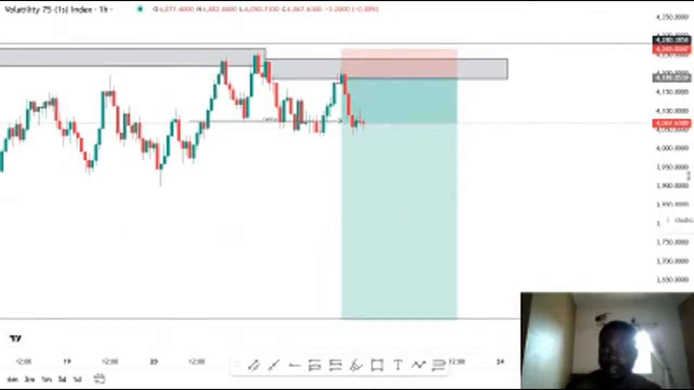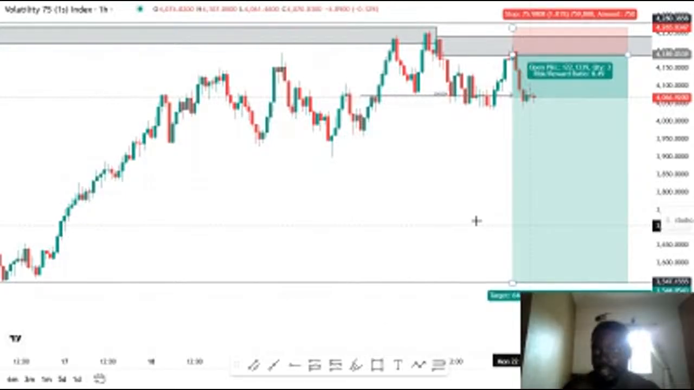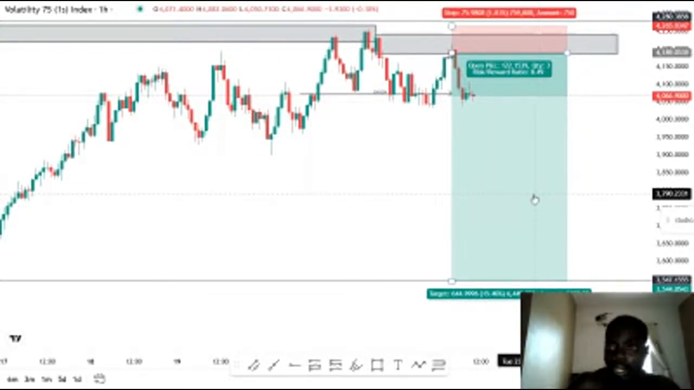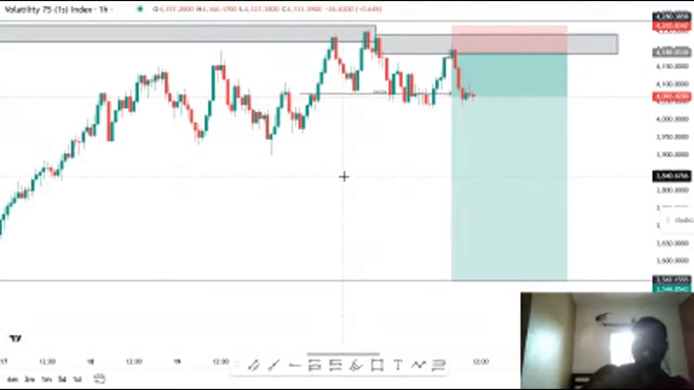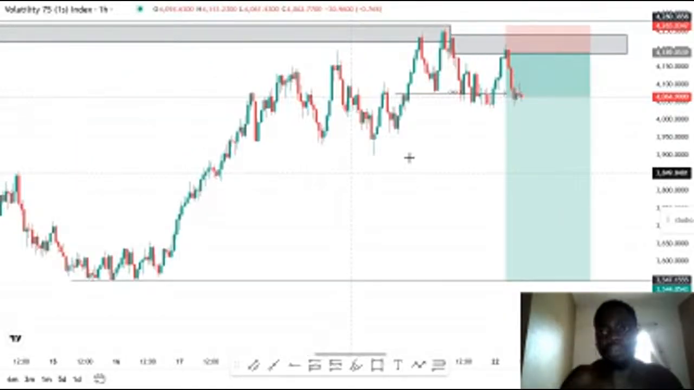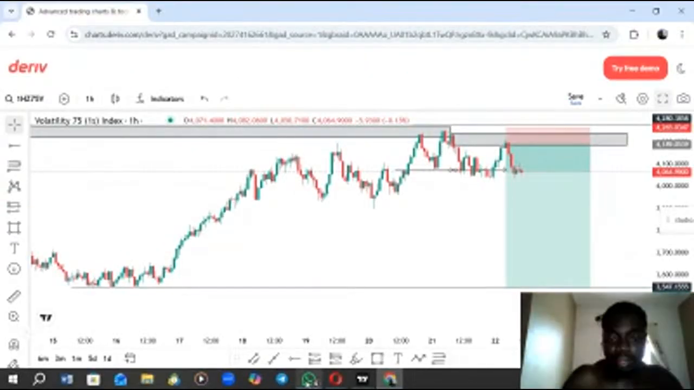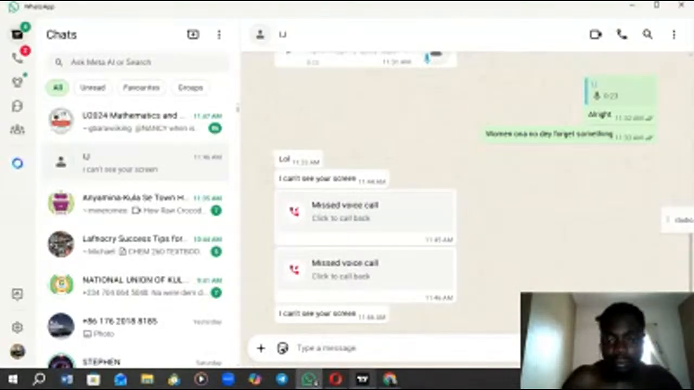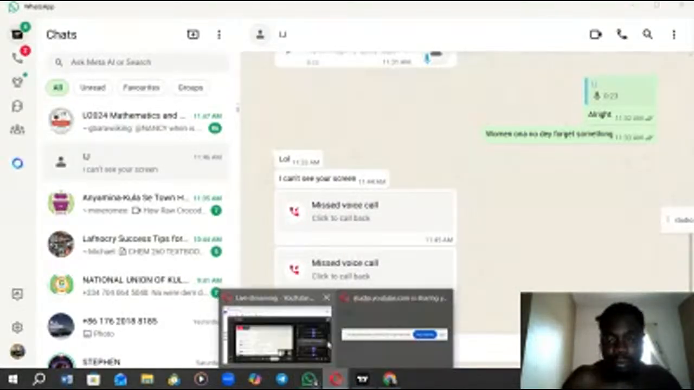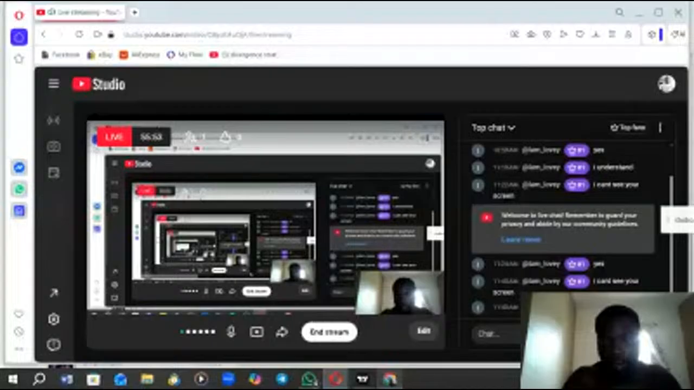This one I can hold for almost 1 to 8 or 1 to 9 risk to reward. Or you just wait for price to play out on the 1 hour time frame. You can even go to the 30 minutes, all right, and take your entries there.